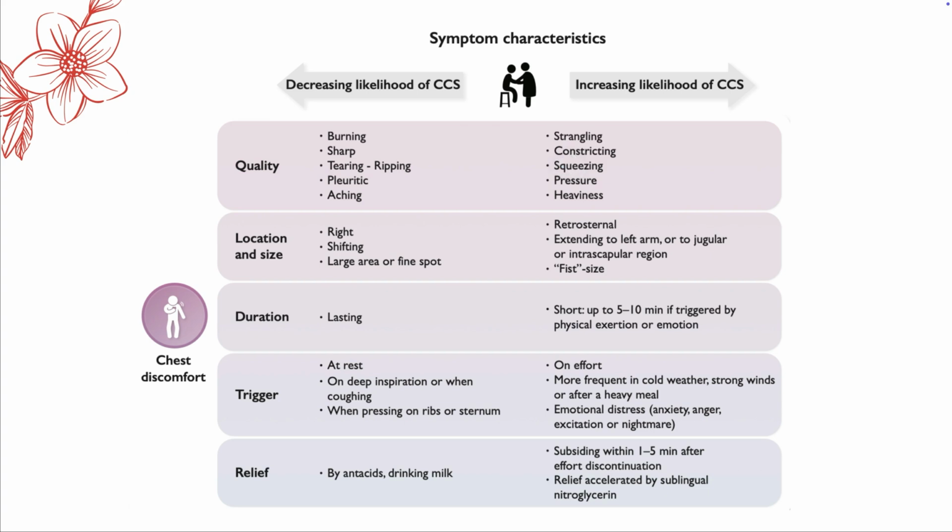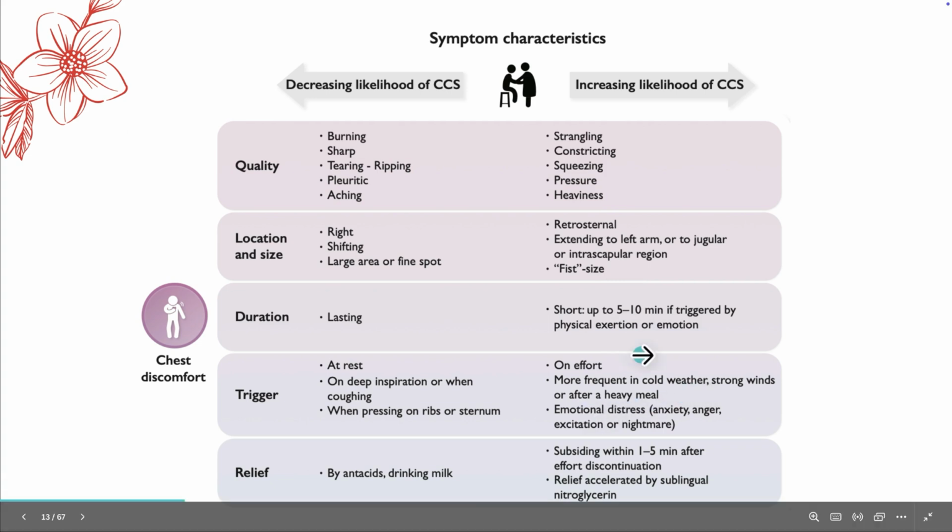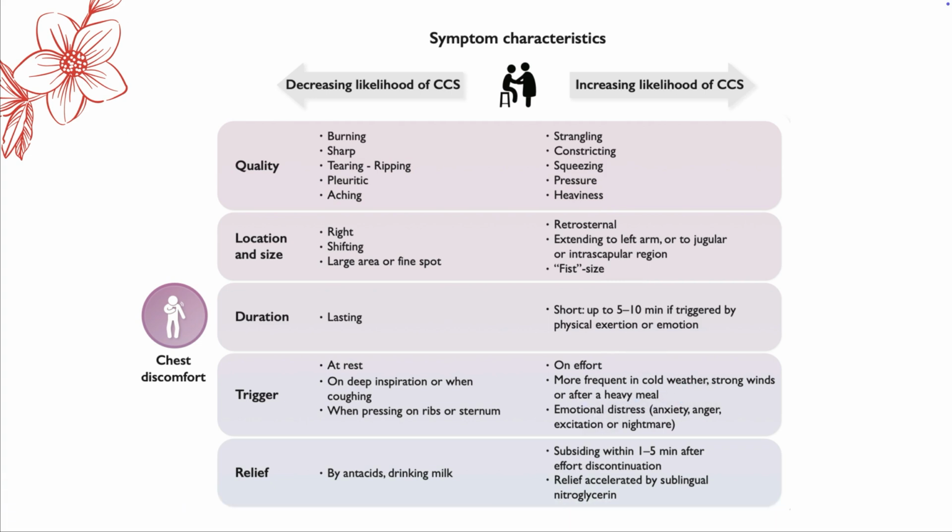And in the latest European Society of Cardiology guidelines published in 2024, we move towards a detailed description of the chest pain, with features increasing the likelihood of coronary disease like constricting, squeezing, pressure, retrosternal, in the size of the fist, lasting 5 to 10 minutes, triggered by physical exertion or emotion, more frequent in cold weather, and subsiding within 1 to 5 minutes with rest or sublingual nitrates. These increase the likelihood of coronary disease.